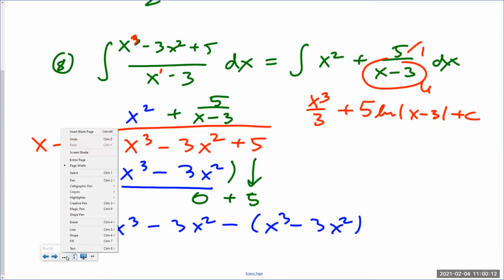Okay, you guys wanted number 9? 9 and 10. Yes. Okay, so let's look at 9. Number 9 is x to the 4th plus x minus 4 over x squared plus 2.